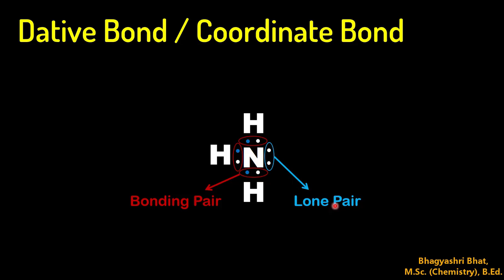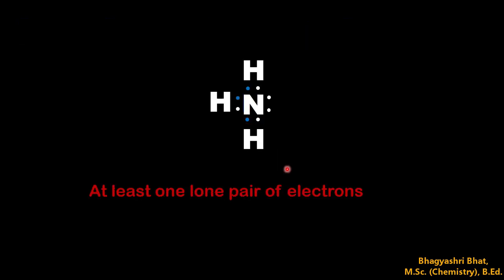Now we look at the type of formation of compound in which there is a need of at least one pair of electrons. In this case, ammonia has one lone pair of electrons, which is needed to form a new type of compound. We need a species which has at least one lone pair of electrons. Ammonia is a species which possesses one lone pair of electrons. So at least one lone pair of electrons must be there on the molecule, and ammonia is one such molecule.